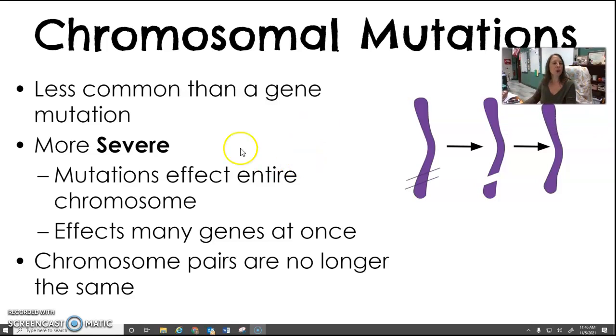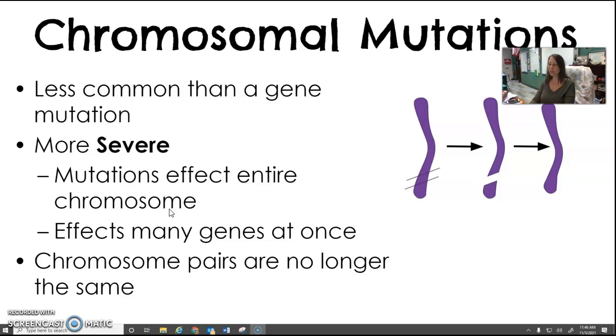So in a chromosomal mutation, it's going to be more severe, which means it's worse. Okay, so it's going to be worse because it's going to affect the entire section of the chromosome, which is many genes. Okay, so on your packet, go ahead and look at that. Let's make sure we have this first one answered.